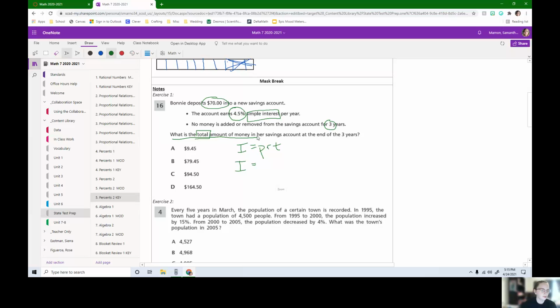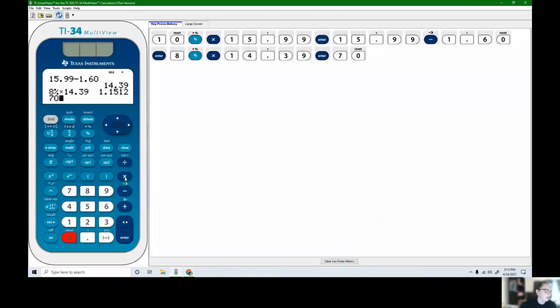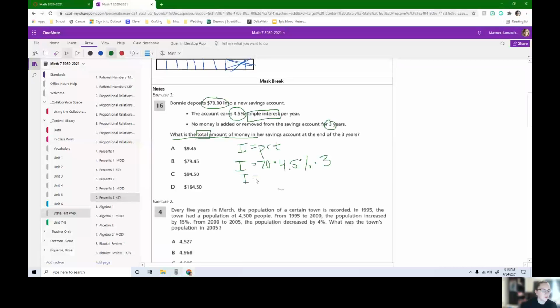So we can do our principal, 70, times the rate, 4.5%, times the time, which is 3 years. So 70 times 4.5% times 3, we can type this right on our calculator. 70 times 4.5% times 3, it's $9.45. So that's the interest, but the question did say they wanted the total amount of money.